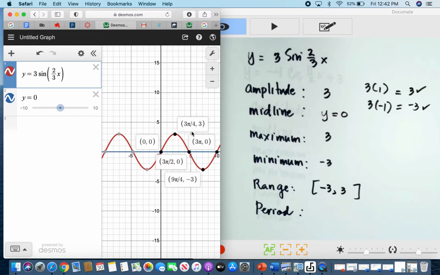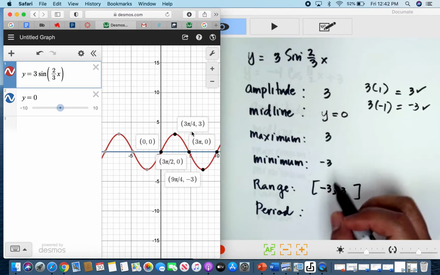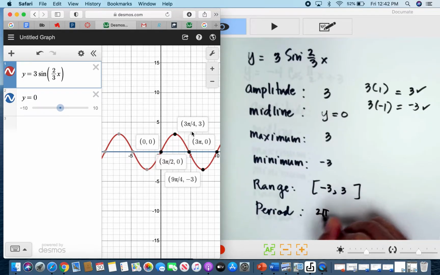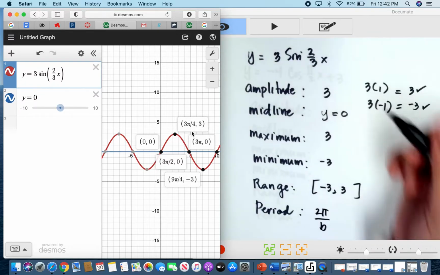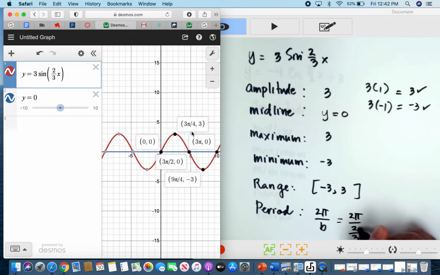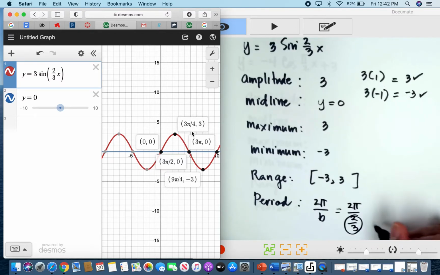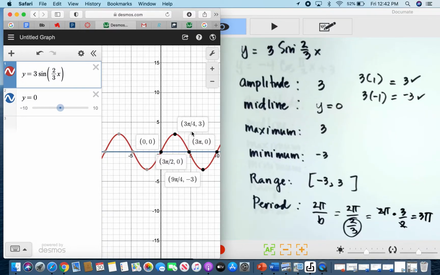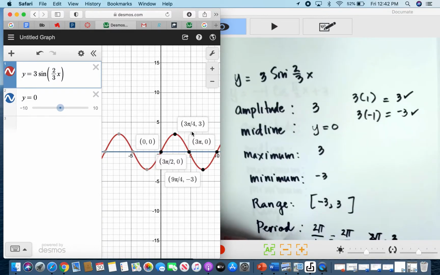Now let's prove that it's really 3 pi. So what should we do? You have 2 pi over b, and b is 2/3. Regardless of whatever you add to it, it's 2/3. So therefore, 2 pi over 2/3 is, when we reciprocate this because we're dividing fractions, 2 pi times 3 over 2. Then cancel it, and you see, sure enough, our period is equivalent to 3 pi. Okay, now let's go to the next example.